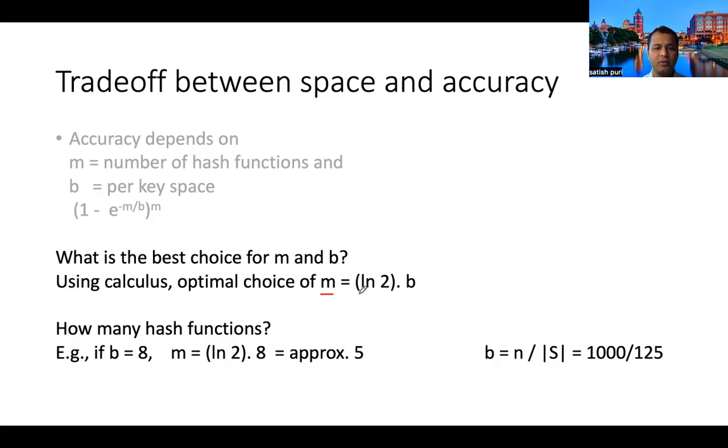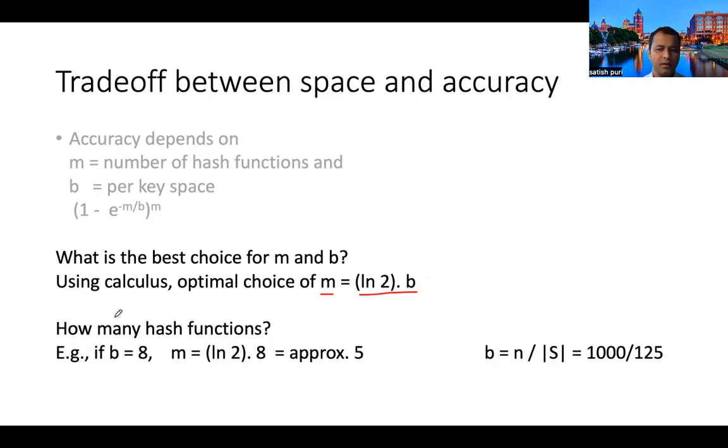So m equals natural log 2 times b. This is the relationship between m, which is the number of hash functions, and b: m is the natural log of 2 times b. So m depends on the value of natural log of 2 times b, right? This is how they are related.